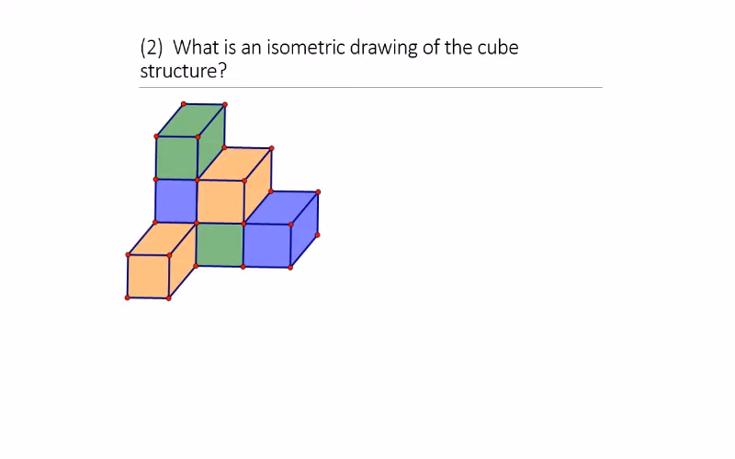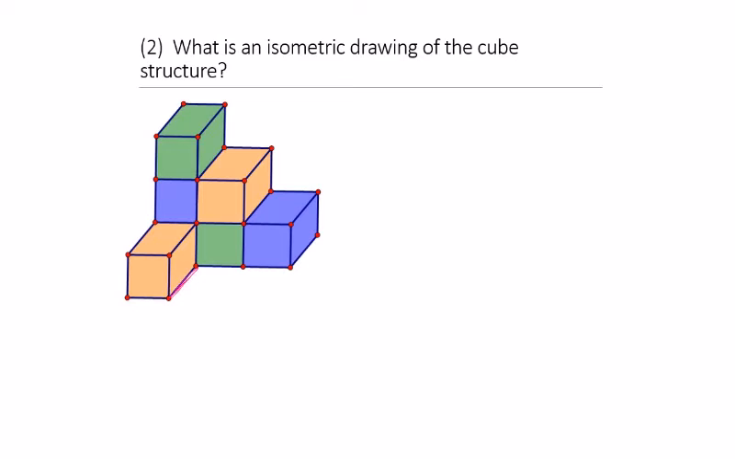So here we want to draw an isometric version of this cube, right? And the reason this is not isometric to begin with: we do have the verticals, and so those are good. But remember, we need the horizontals to be at 30-degree angles, right?